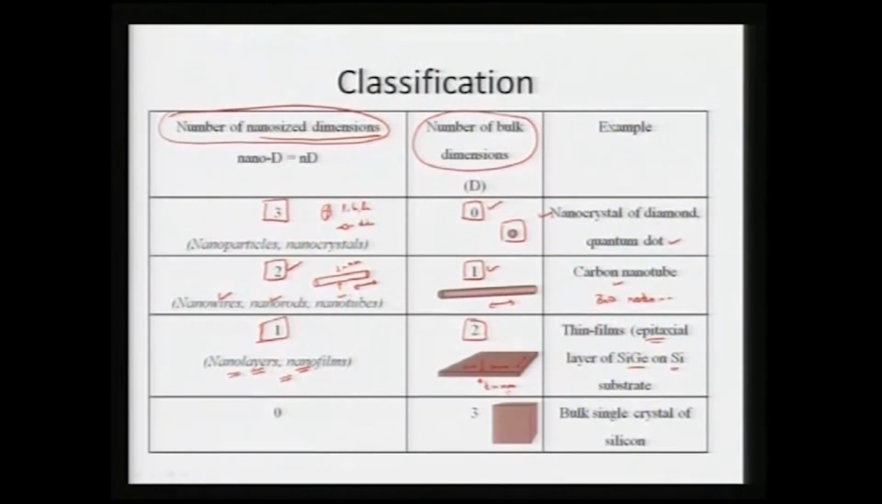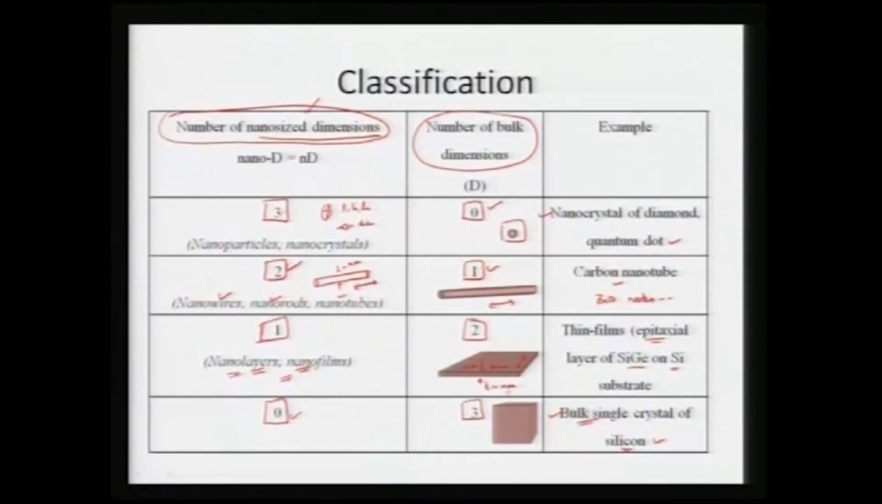Then we have a third category when none of the dimensions is in the order of nanometer range. So, then we have dimensionality of 0, whereas all the 3 directions, the width, height and thickness, are all much more than 100 nanometer. So, they become bulk scale. Example is bulk single crystal of silicon. So, we can see how the dimensionality is varying.